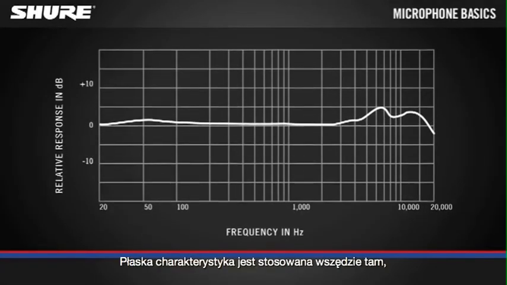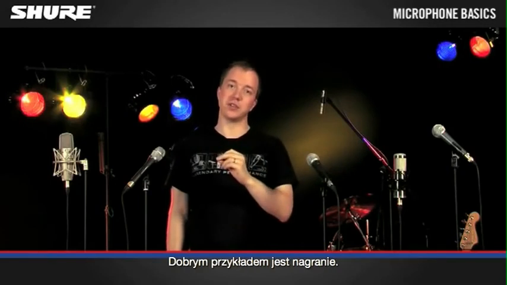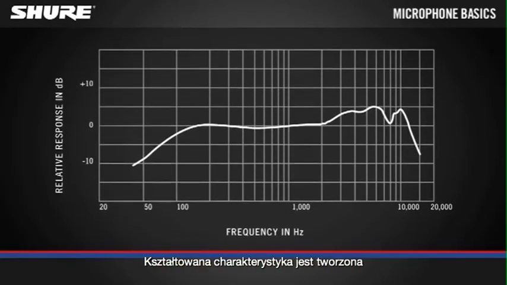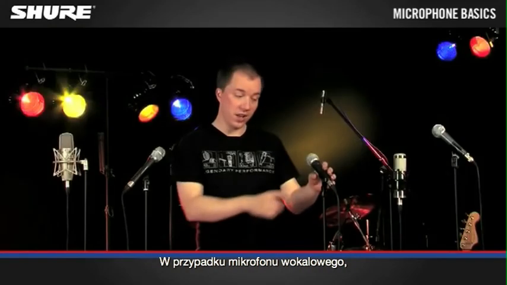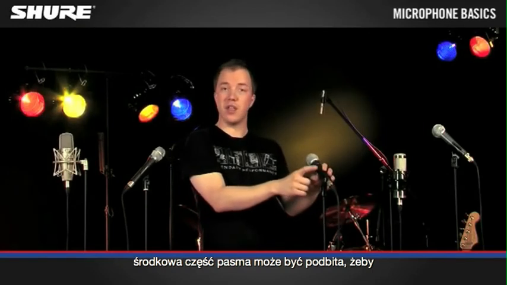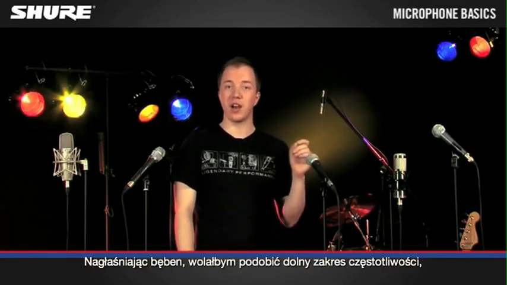A flat frequency response is typically used in applications where you want to pick the sound source up as natural as possible, for example, recording. A tailored frequency response, on the other hand, is always tailored for a particular application. In the case of a vocal microphone, the mid-range might be boosted to allow your vocals to cut better through the mix, whereas with a kick drum microphone, I may want to boost the low end to give you a bit more punch.